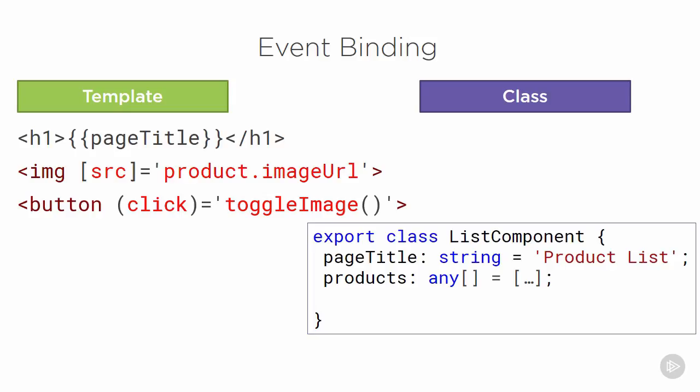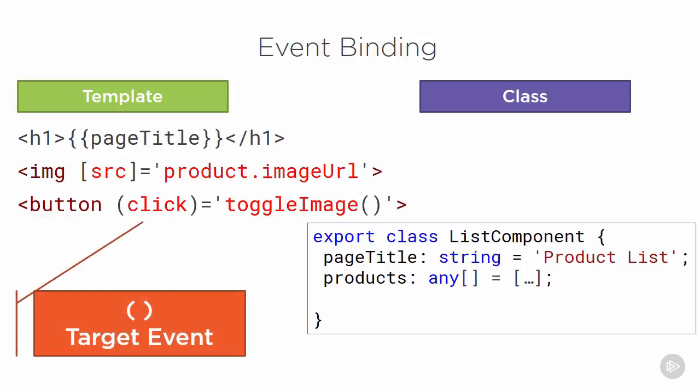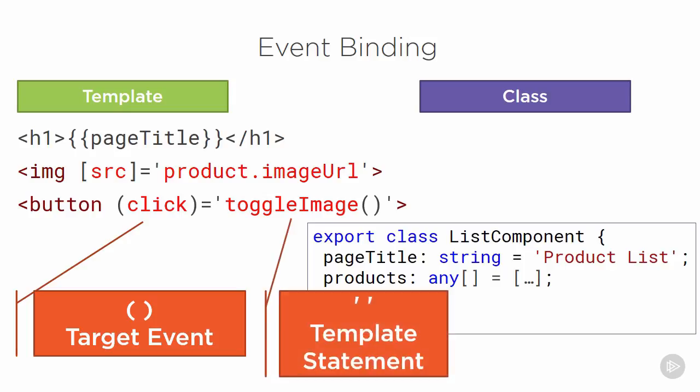Notice how similar this syntax is to property binding. In this example, the component listens for the click event on a button. The name of the bound event is enclosed in parentheses, identifying it as the target event. To the right of the equals is the template statement. This is often the name of a component class method, followed by open and closing parentheses, and enclosed in quotes.